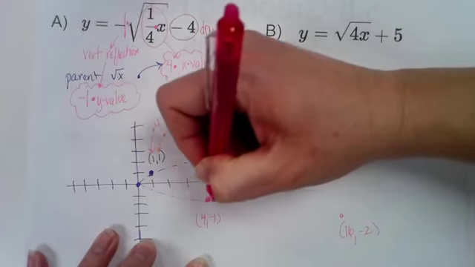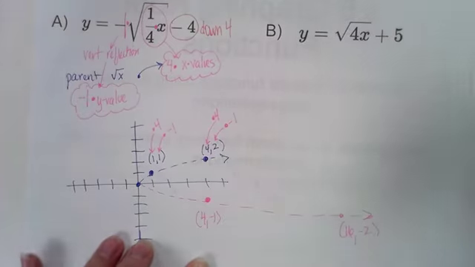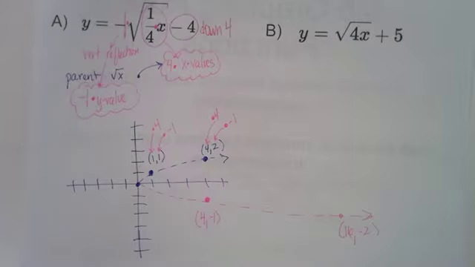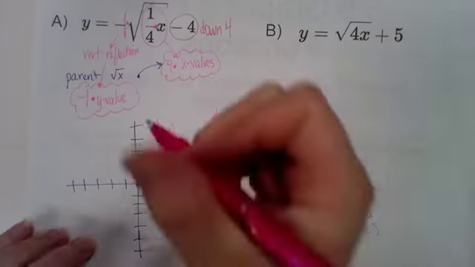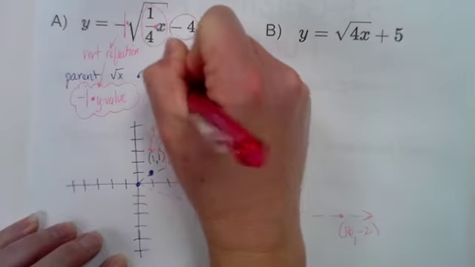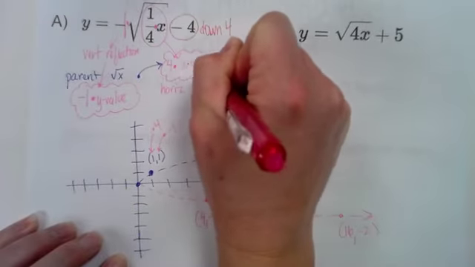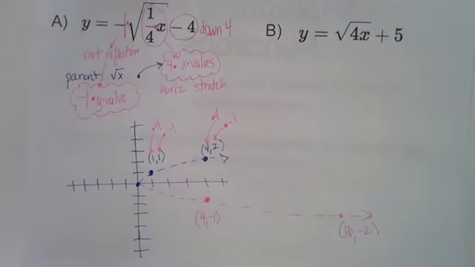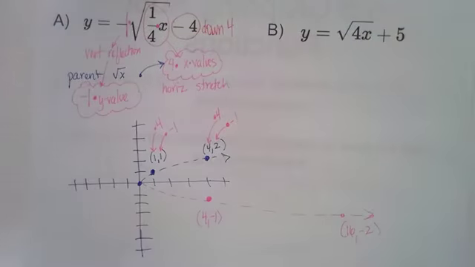Our graph just went all crazy. Like, what did it do? What is the effect that our transformations caused to this graph? It stretched it. This would be a horizontal stretch because we're multiplying by 4. It's taking it and making it longer horizontally.